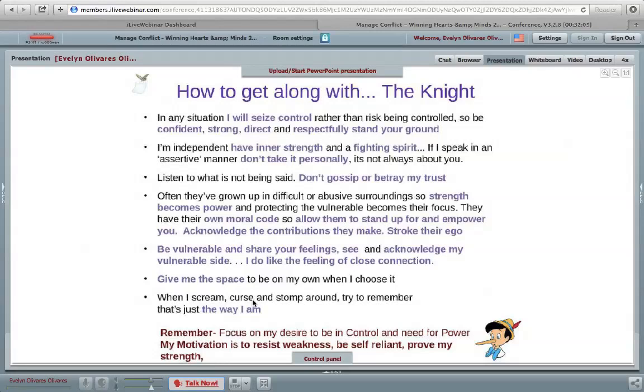When I scream and curse and stomp around, try to remember it's just the way I am. Remember to focus on my desire to be in control and my need for power. My motivation is to resist weakness, be self-reliant, and prove my strength.